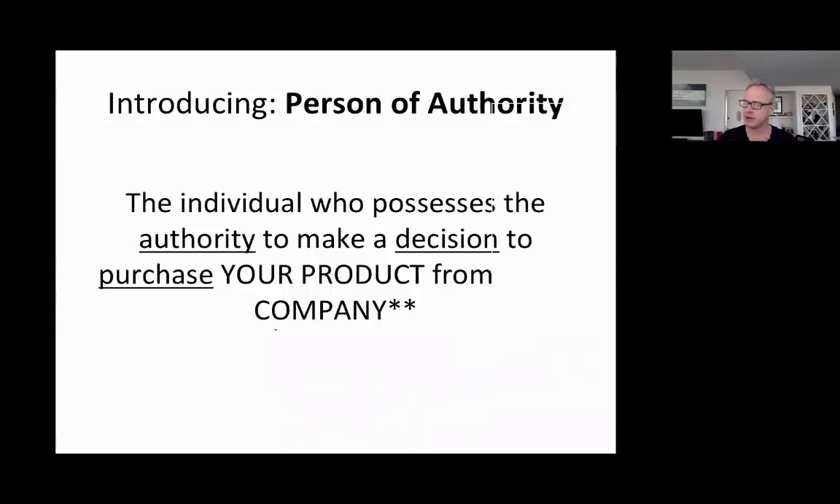The person of authority is the individual who possesses the authority to make a decision to purchase whatever the hell you're selling, from whatever the heck your company is, on behalf of their company. Authority, decision, action. Purchase is an action. Authority is something they have to have. Decision is something that's going to happen. Purchase is the action that we need them to take in order for this thing to move forward.